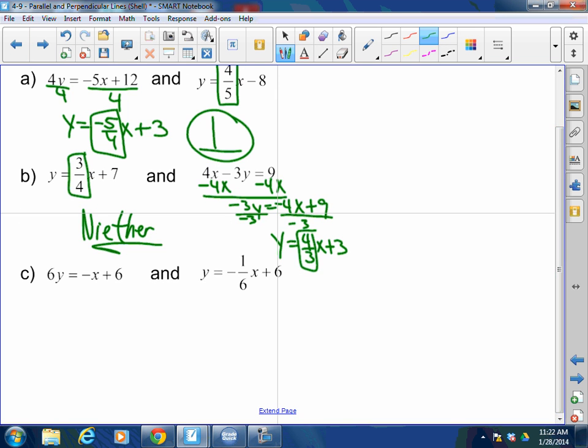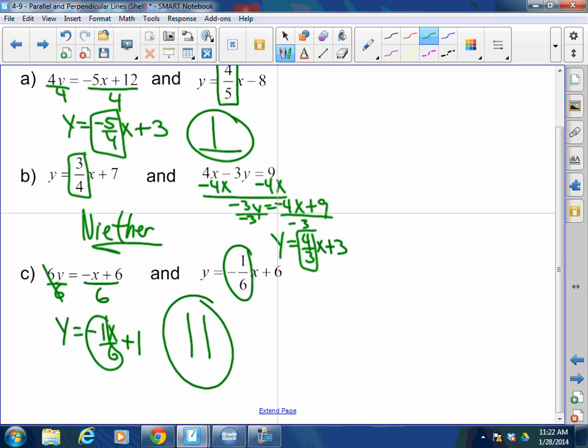Next, solve for y. Subtract, divide by 6 to both sides. Y equals -1x over 6 plus 1. My slope here is -1/6. My slope here is -1/6. So this would be parallel because they have equal slopes. Yes, sir.